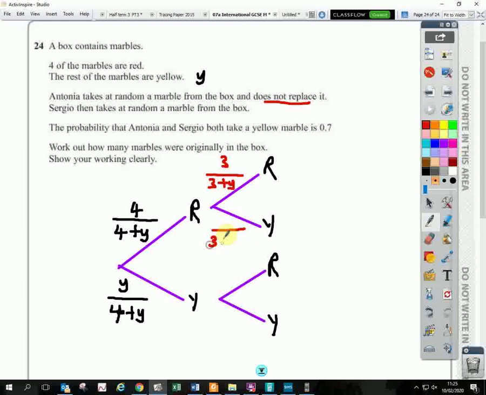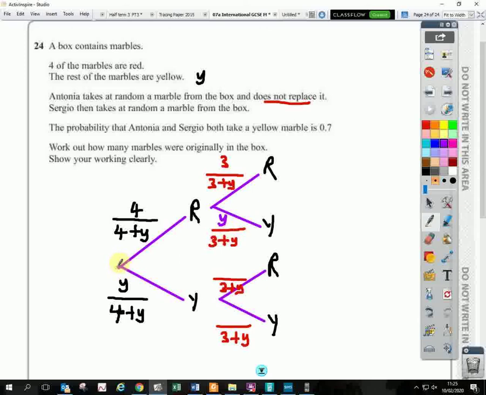And that means all of these branches are out of 3 plus y, because at this second tier on the tree diagram, we have only taken 1 out of the bag. So, go back to the beginning. This time you take a red one. How many yellow ones are still remaining? Well, the same as before, because you've taken a red one out of the bag. So there's still y yellow ones.